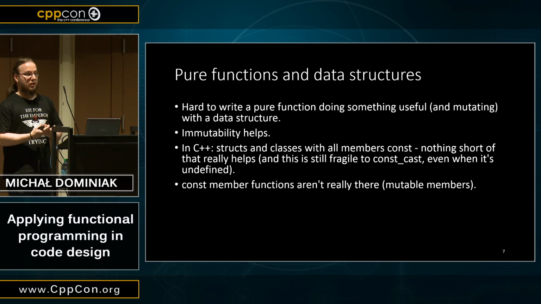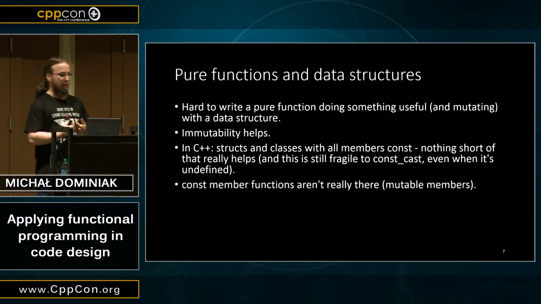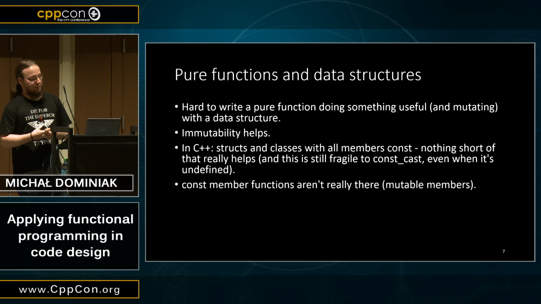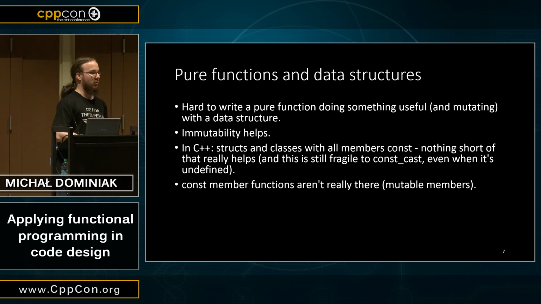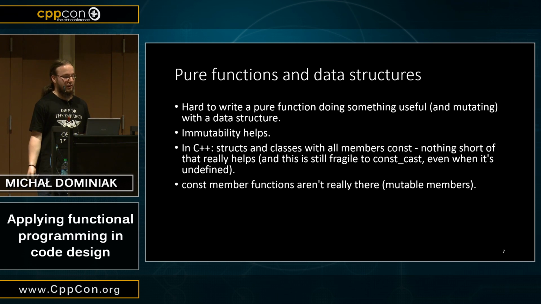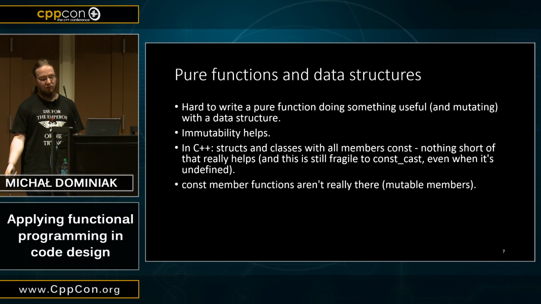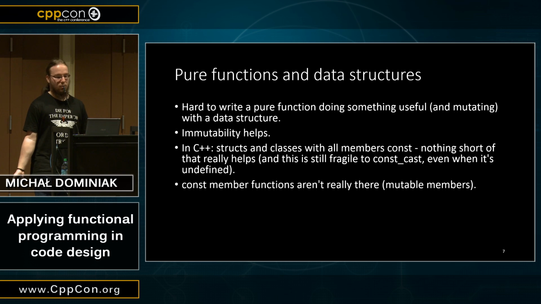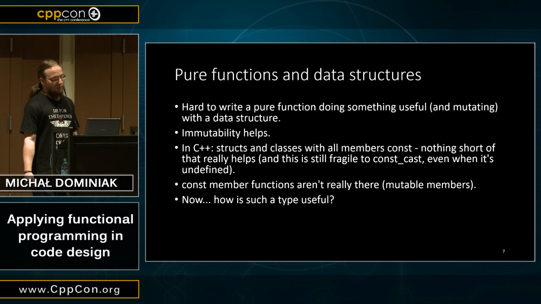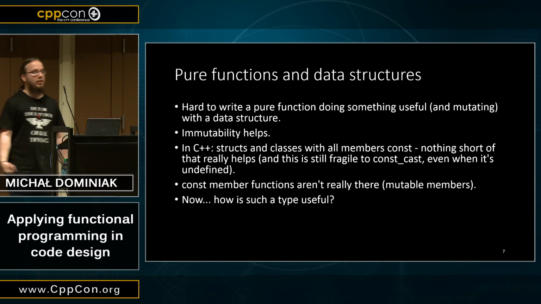We can mark members as mutable, which means we can change them even when we are operating on a const object. This, of course, causes such types to be incompatible with, for example, standard containers, but they can still be found in the wild of the C++ world. But how is that really useful?